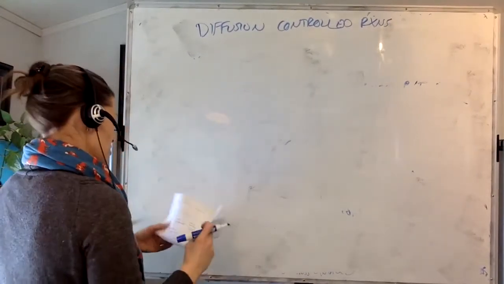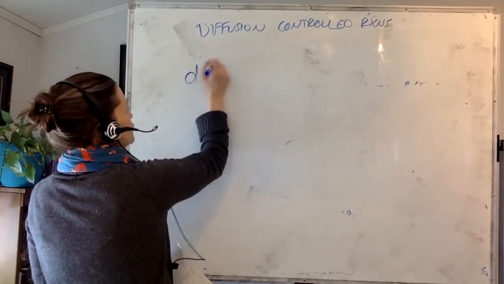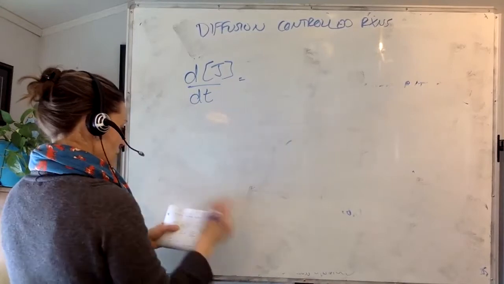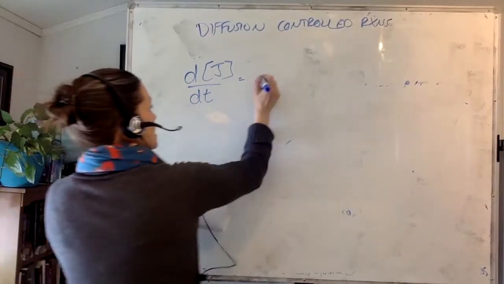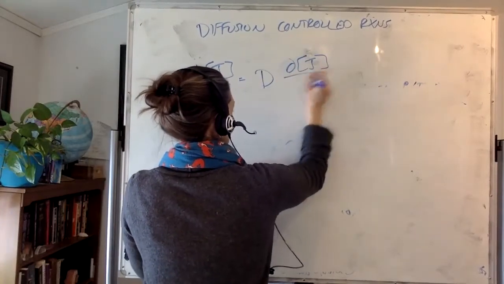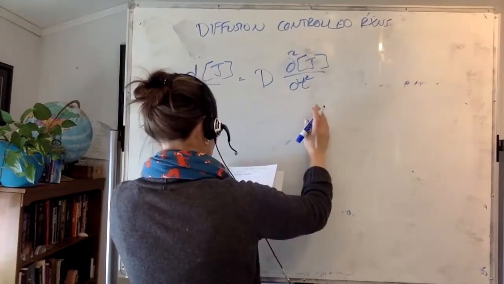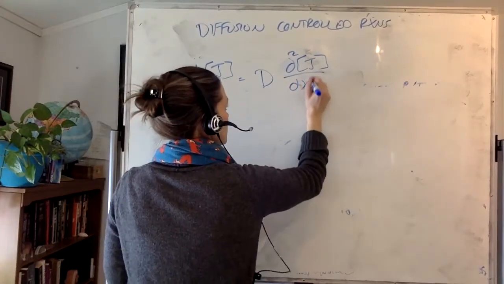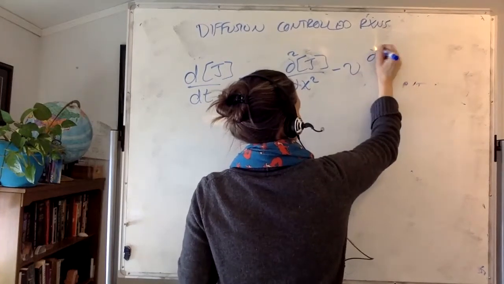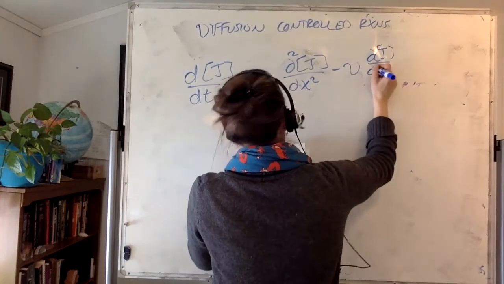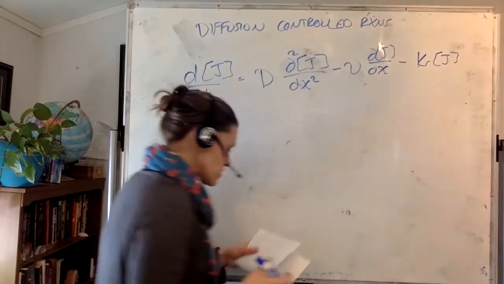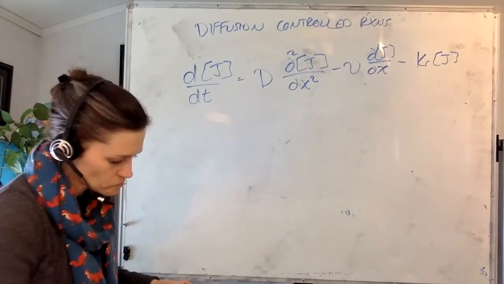So, the material balance equation. We have the change in the concentration per time, and that is equal to, I'm just going to give this to you and then explain what it means: D times the second partial derivative of J with respect to x, minus v times the partial derivative of J with respect to x, minus k r J. Okay, this is known as the material balance equation.